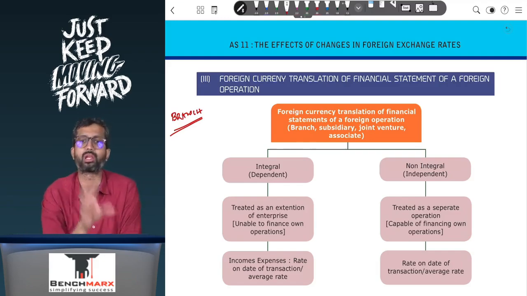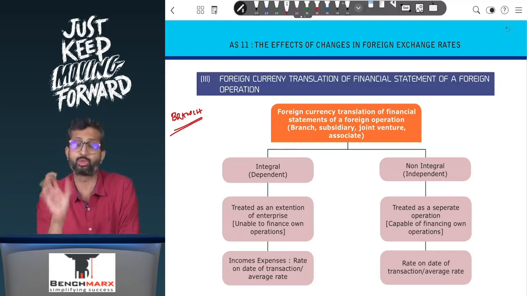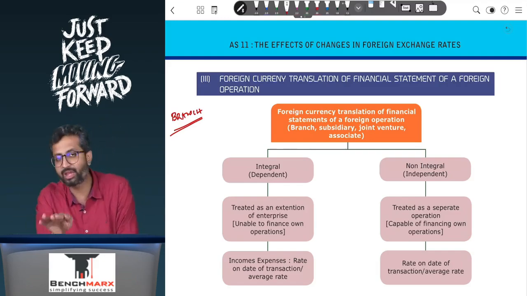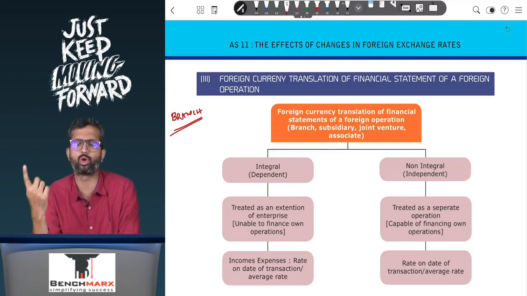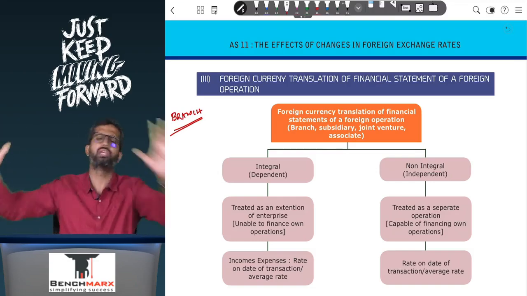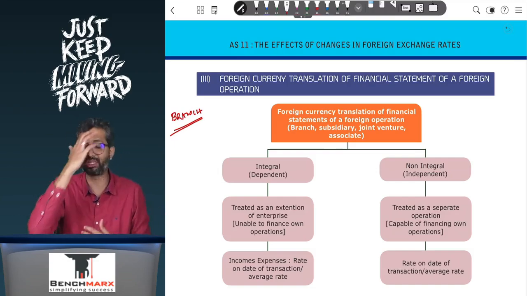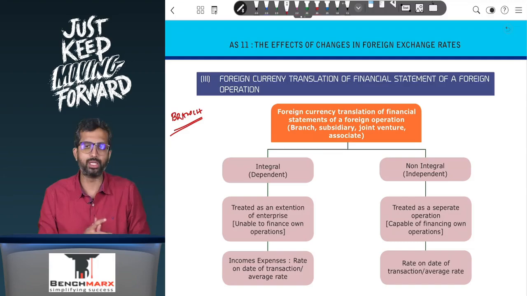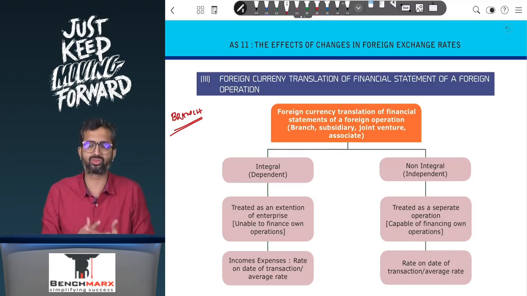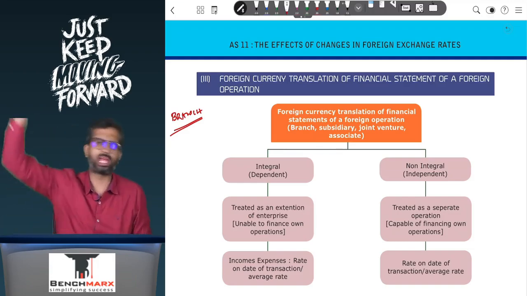In fact, it will be kept in an account called the foreign currency translation reserve, called FCTR, and will remain in FCTR till the time you dispose of the entire foreign operation. That is, for example, when you sell the entire JLR branch, when you sell the entire JLR operation, that is when there will be, let us say, some gain or some loss, and that gain or loss will be taken at the time of sale.